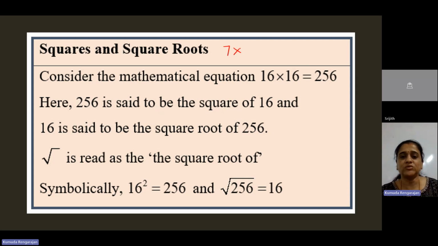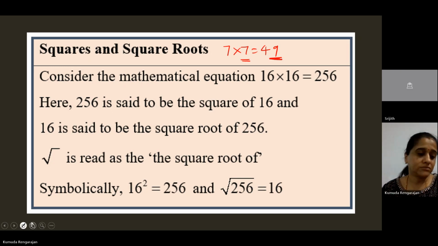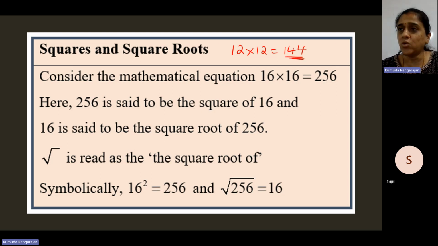We'll take another example. 7 into 7 is equal to 49. In this mathematical equation, 49 is said to be the square of 7, and 7 is said to be the square root of 49. Another example. 12 into 12 is equal to 144. So in this mathematical equation, 144 is the square of 12, and 12 is the square root of 144.